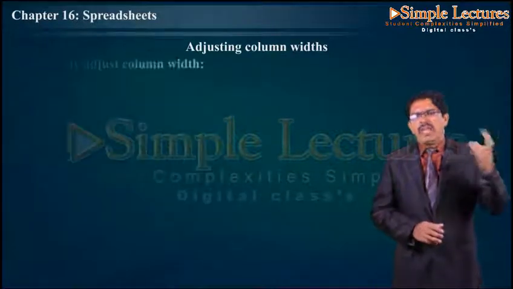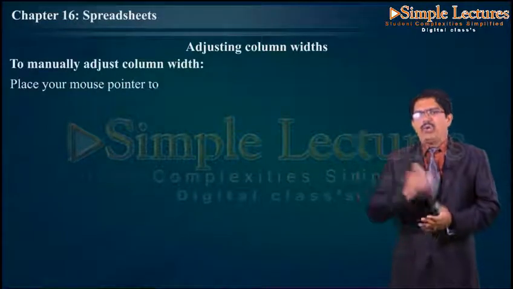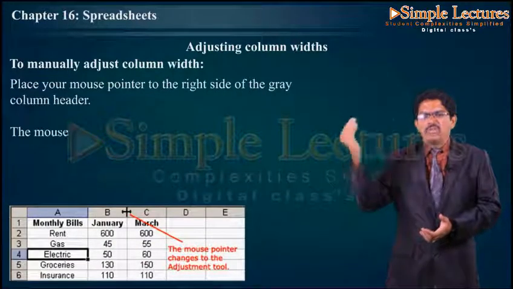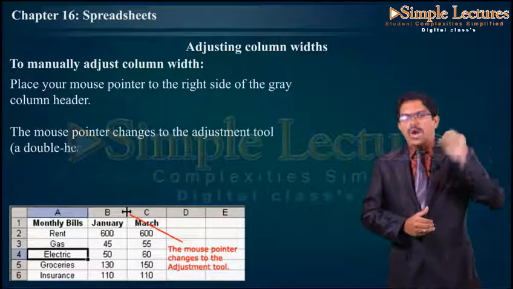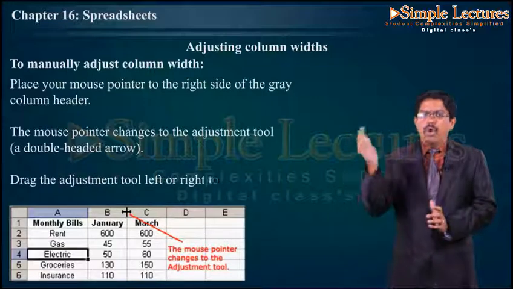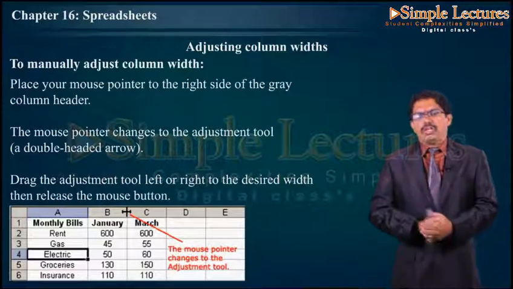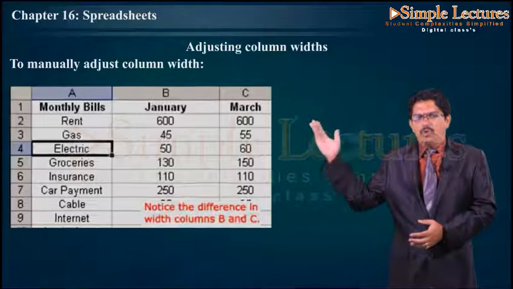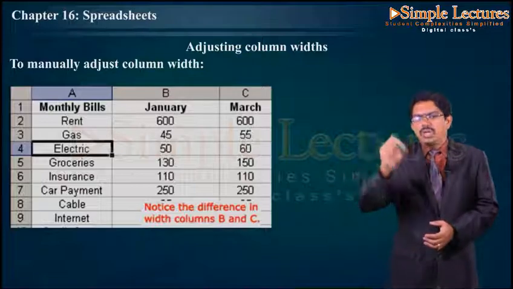To manually adjust the column width, place your mouse pointer to the right side of a gray column header. The mouse pointer changes to the adjustment tool so that a double headed arrow appears. Drag the adjustment tool left or right to the desired width, then release the mouse button. Here is the output where you can drag a particular cell and place it in a given text.